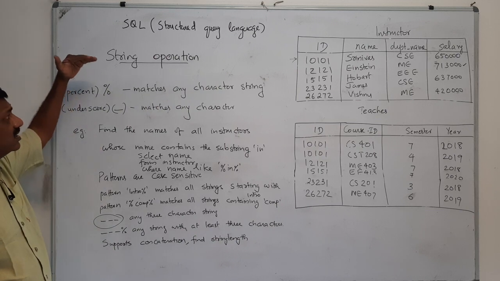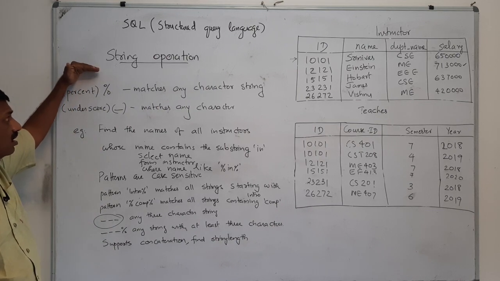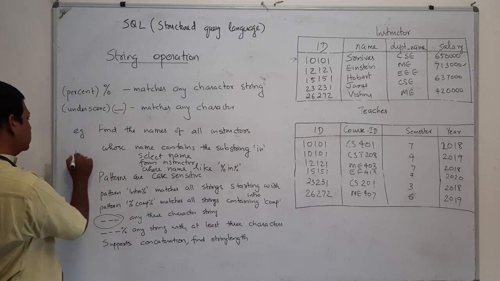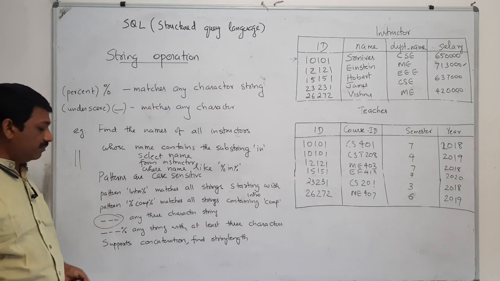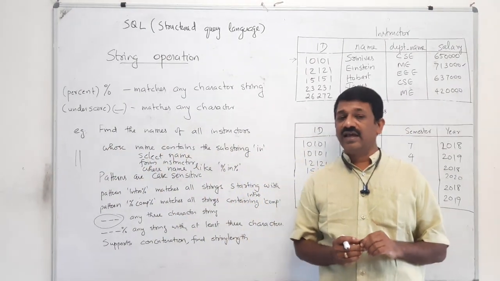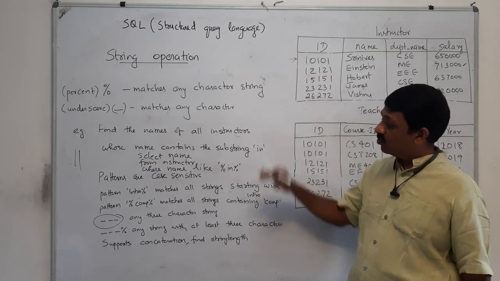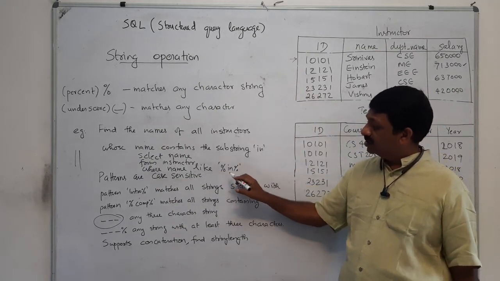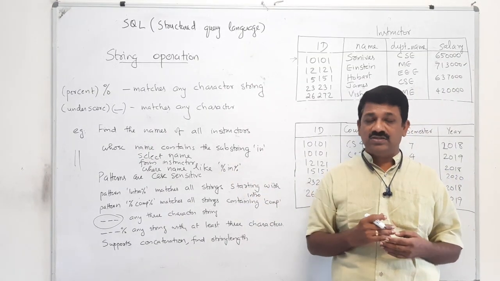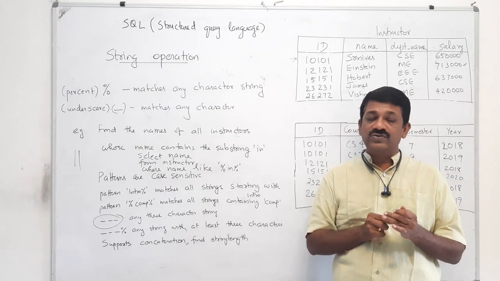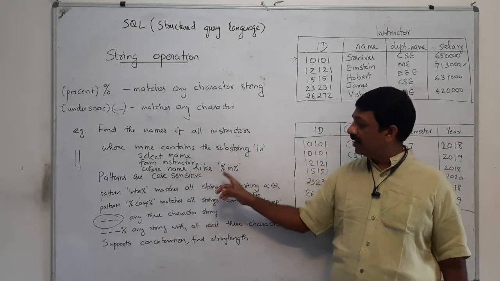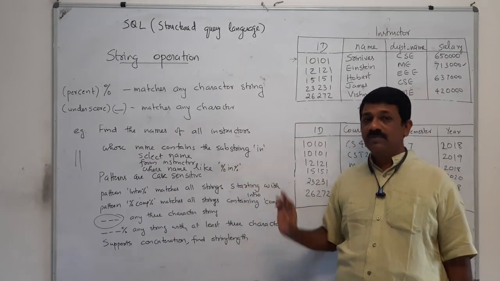And as far as SQL is concerned, string operations also support concatenation. Concatenation operation is this one. Two strings can be combined. Then there are facilities for finding the string length, etc. See, the most widely used one is this percentage substring percentage. That means if you want to search a file for a particular substring, you can have a statement like where name like percentage, that substring, percentage.